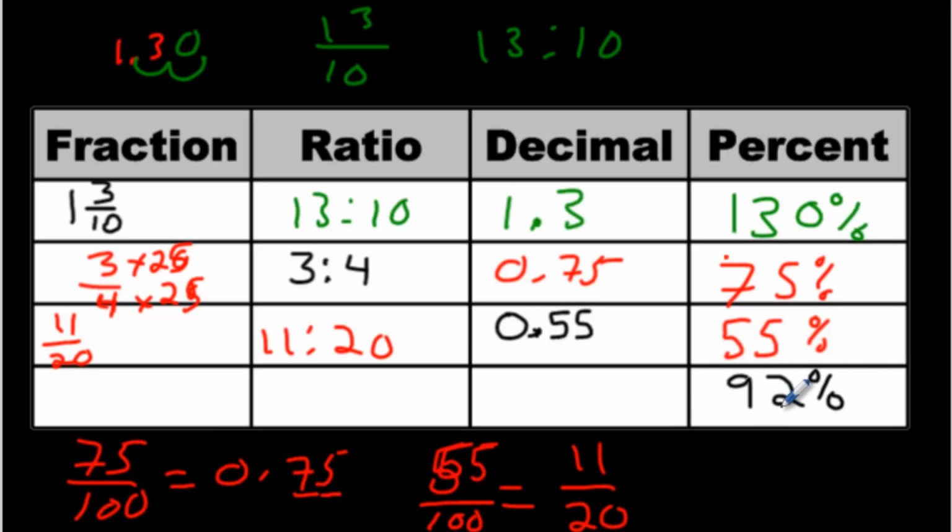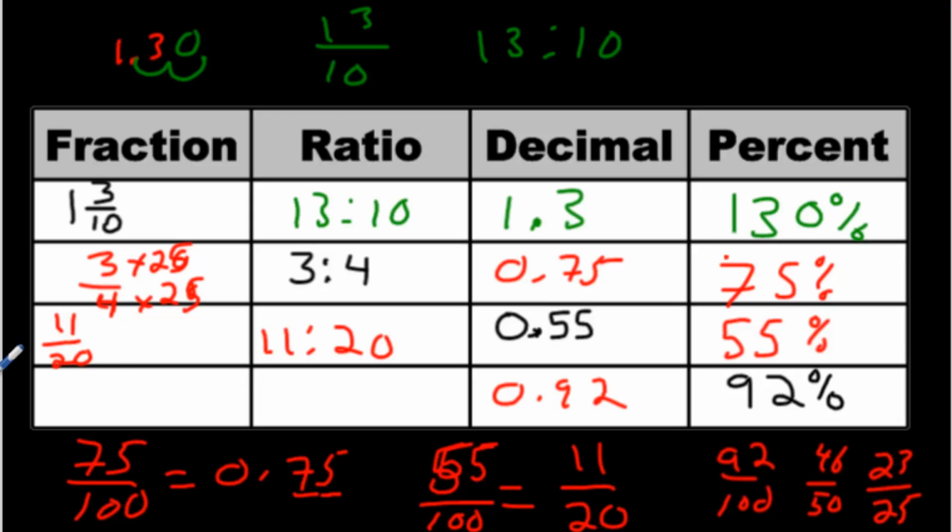I'll let you play around with this one, but you should get this as an answer. You should get decimal .92. You should get 92 out of 100, which breaks down into 46 out of 50, which breaks down into 23 out of 25. And that can be our fraction, 23 out of 25, which is 23:. What do you think the second number is? Yeah, 25.